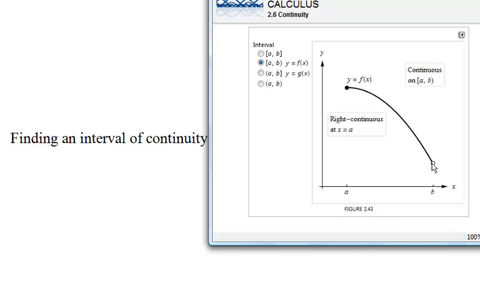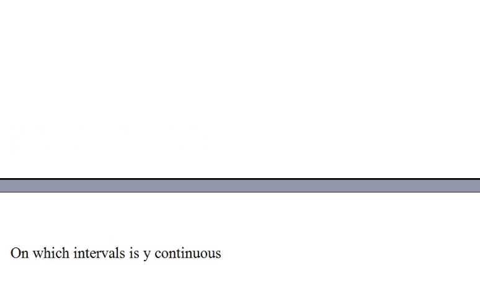Now here's a different graph. We can see that the right endpoint is not continuous, while the left endpoint is. On this interval, the left endpoint is not continuous, while the right one is. We write this interval above. And the last one, the two endpoints are not continuous, and so we can write an interval of continuity, A comma B, with curved parentheses on each.